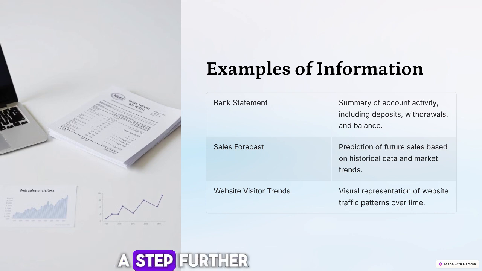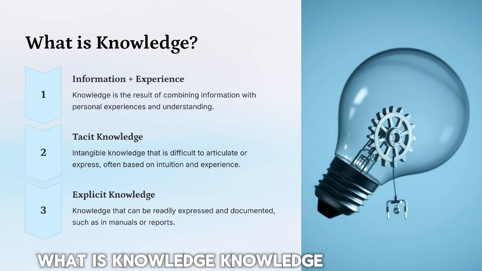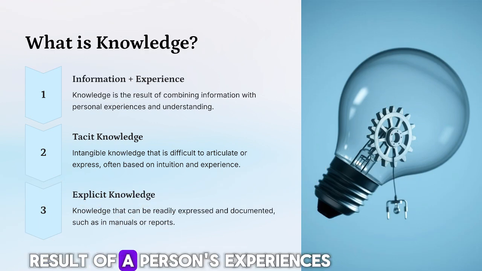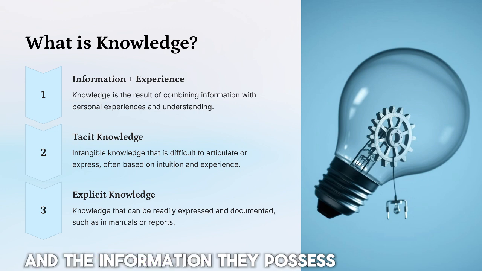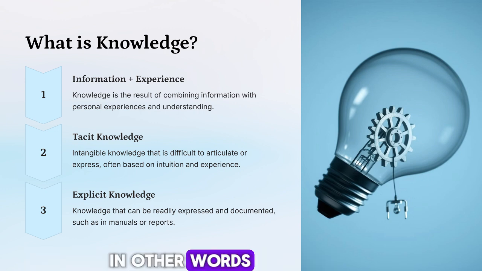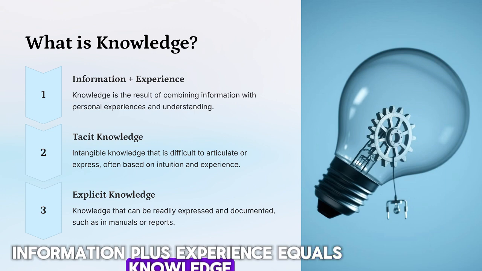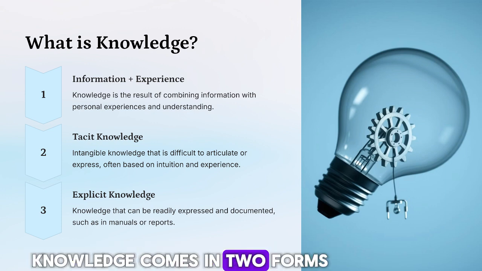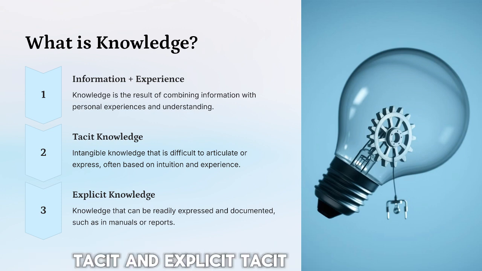Now let's take it a step further. What is knowledge? Knowledge is the combined result of a person's experiences and the information they possess. In other words, information plus experience equals knowledge. Knowledge comes in two forms: tacit and explicit.